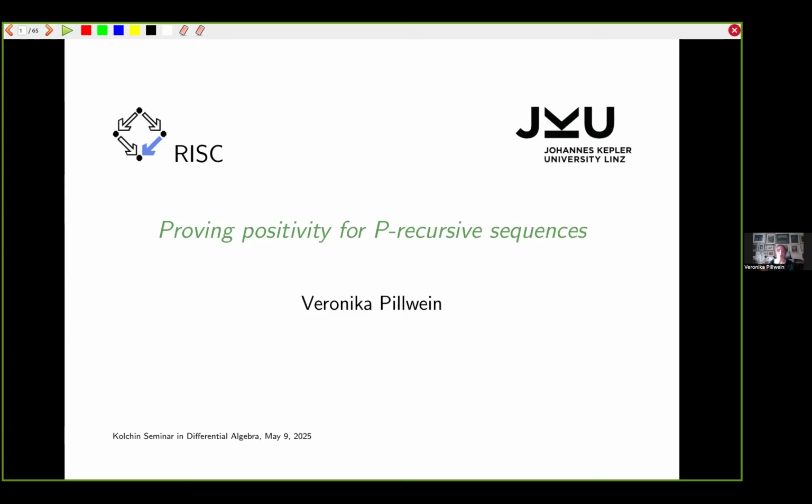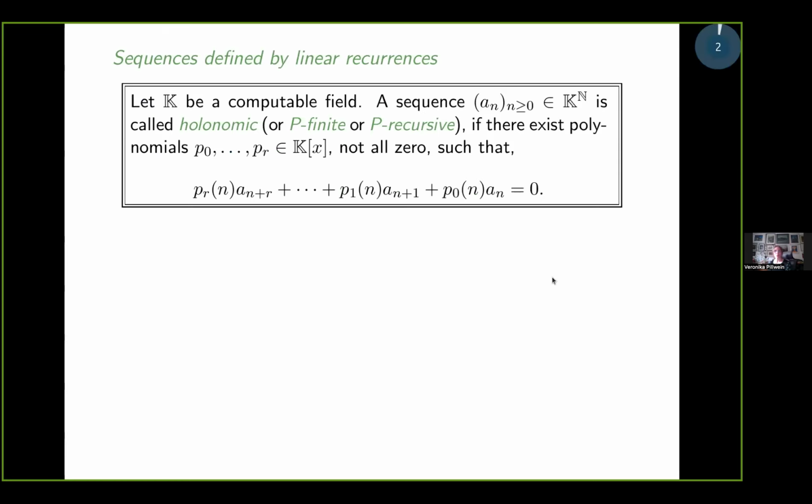Okay, so I want to talk about proving positivity for P-recursive sequences. So let's start by defining what a P-recursive sequence is, even though most people in the audience will know. The sequences that we are looking at, I'm always working over a computable field, and I call a sequence P-recursive, also holonomic or P-finite, if it satisfies a linear recurrence with polynomial coefficients.